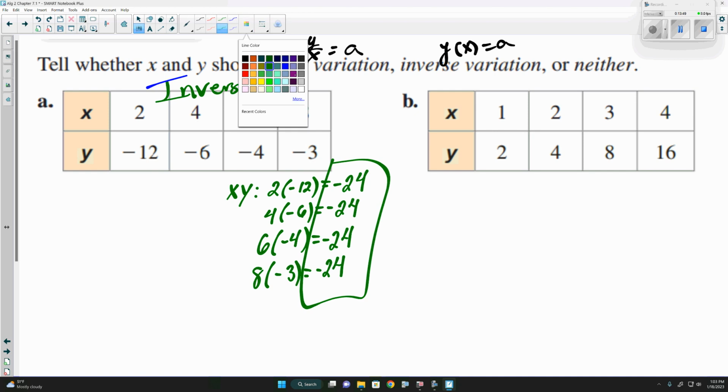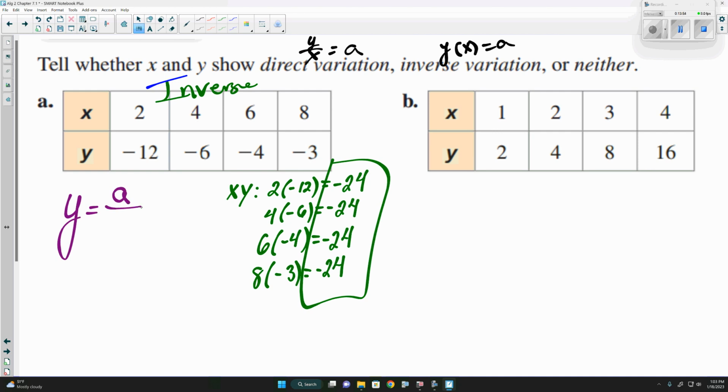Now, this is just extra. You don't really need this here yet. We'll do these on the last, but this is the inverse variation, y equals a over x, yes? A is negative 24. So the equation that actually defines this is y is equal to negative 24 over x. That would be the equation. So if we wanted to find any other number, we can use this here to find it. Does that make sense? Yes?